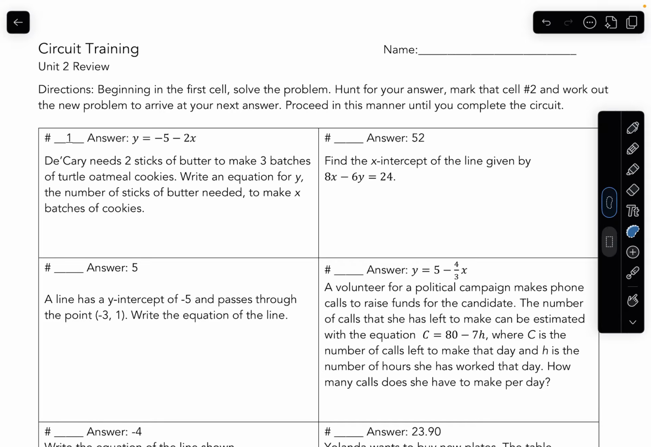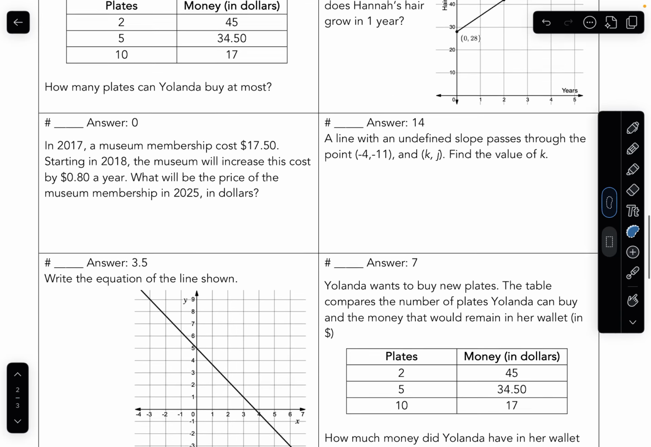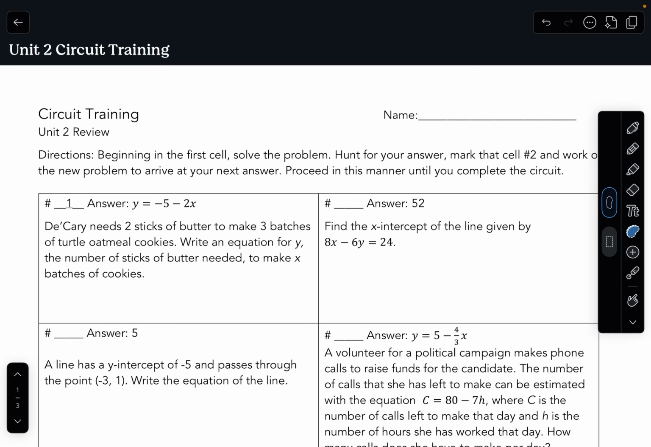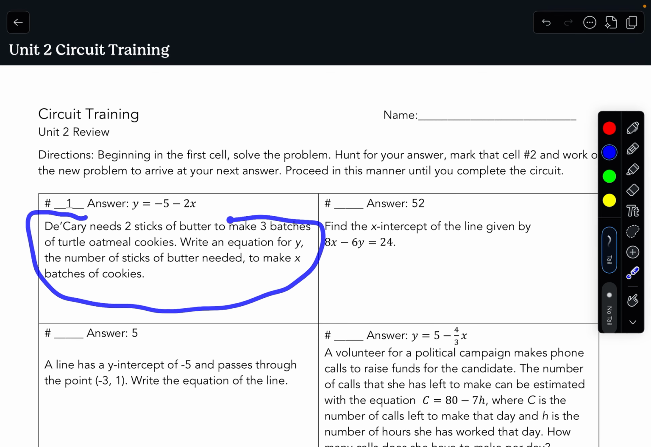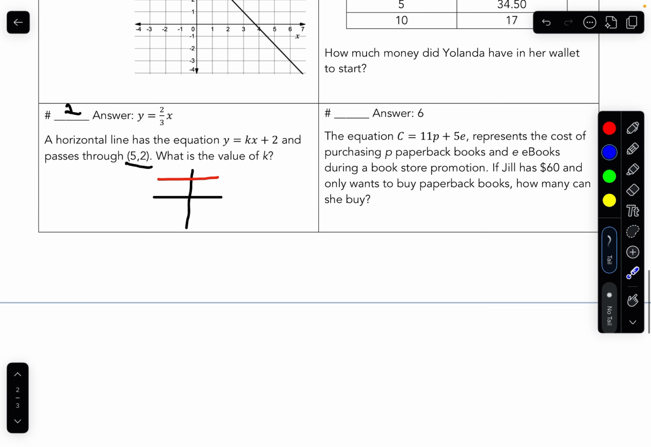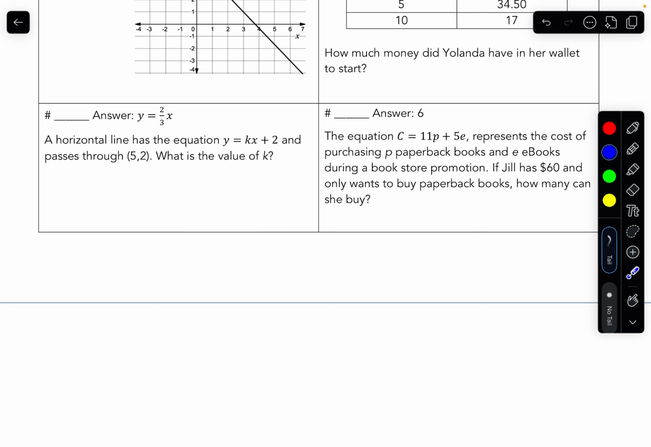The idea behind this is that they have a whole bunch of questions, right? 2, 4, 6, 8, 10, 12, 14, 16 problems. We start in the upper left corner with this one. We solve this problem, and then we go down and we look for that answer. And there's the answer. Once we find that answer, this would be number 2.